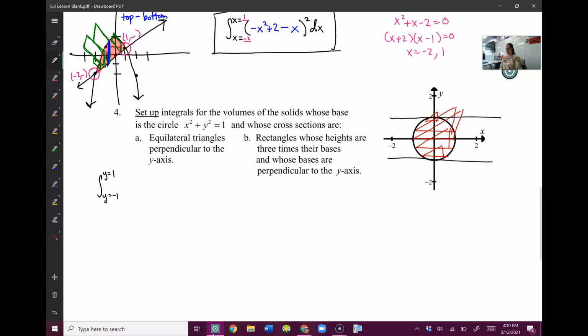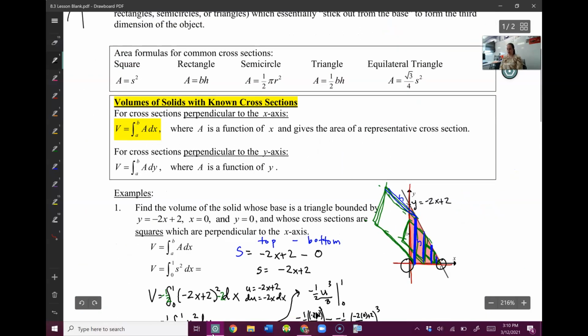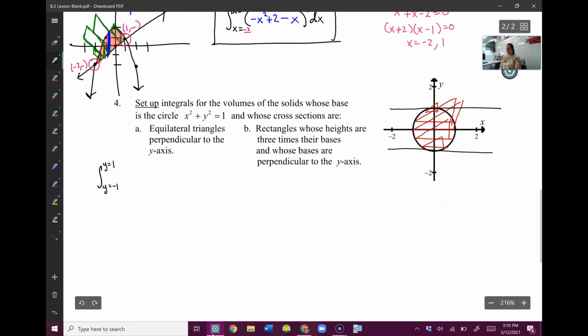Okay. Now, because this is an equilateral triangle, we want to do the integral of the area of that triangle. So we go up here. Area of an equilateral triangle is √3/4 times s squared, where s is this length here.